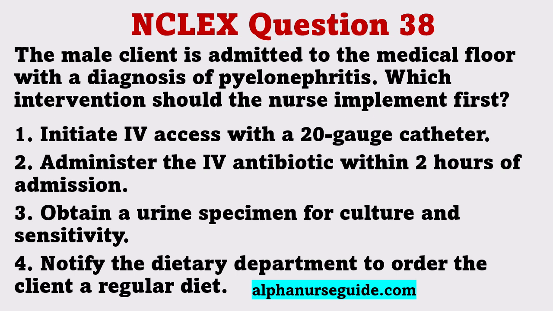The IV is important to initiate therapy, but the nurse should obtain a clean voided midstream urine for culture and sensitivity before initiating the treatment. If the culture is not obtained prior to initiating the antibiotic, the results of the laboratory test will be skewed. A diet order is not a priority over getting the treatment started. UTIs in males are difficult to treat and can be life-threatening.